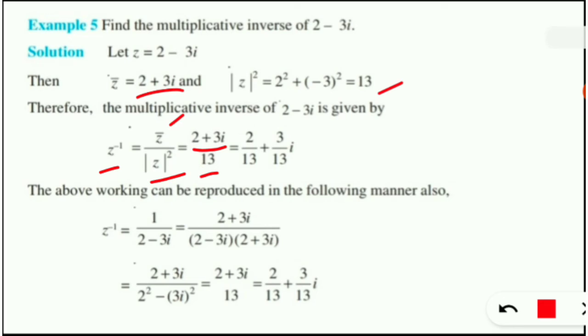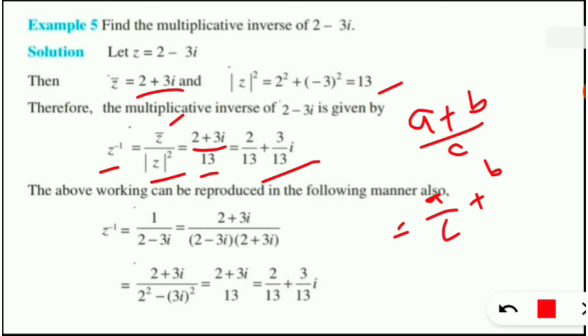After that, 2 by 13 plus 3i by 13. Here we use: suppose a plus b divided by c can be written as a by c plus b by c. Clear? Same here. So 2 plus 3i by 13 means 2 by 13 plus 3i by 13. Clear? Or you can solve this problem in this manner.